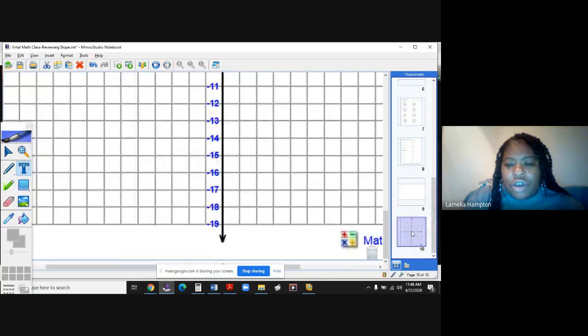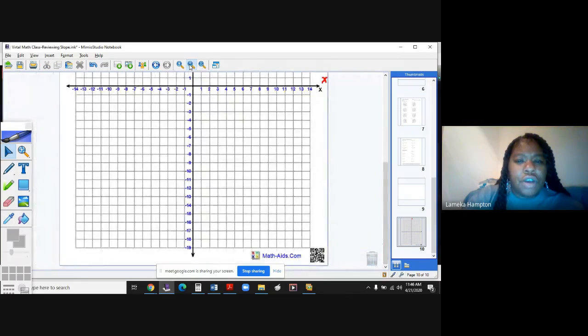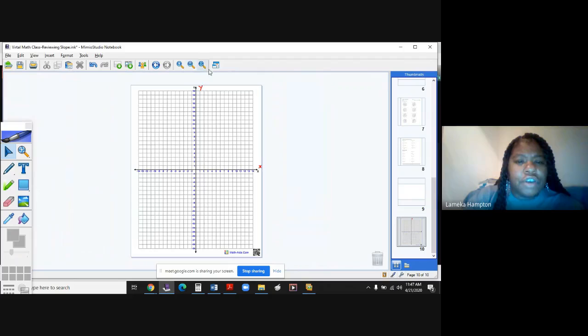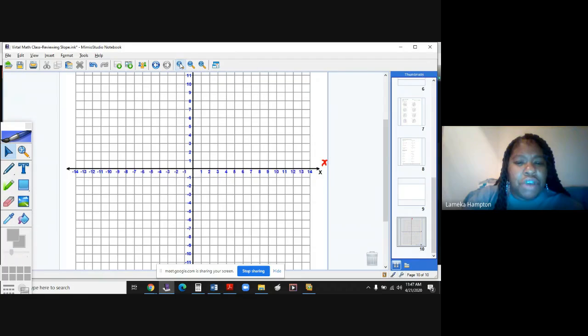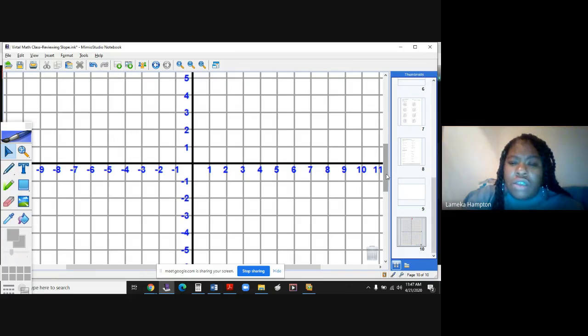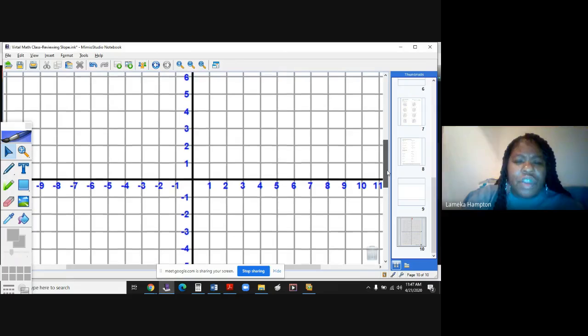I think it's this one. Okay. So now I'm going to make this bigger. Hopefully you all can see that, but I'm going to go ahead and make it a wee bit bigger, just a wee bit, so that way you all can see it. So remember, this is a coordinate graph, and the coordinate graph has an x-axis, which is this right here, and it has a y-axis, which is the up and down.